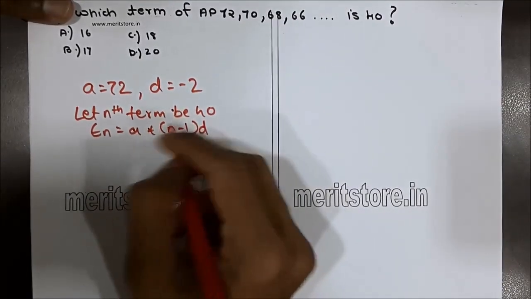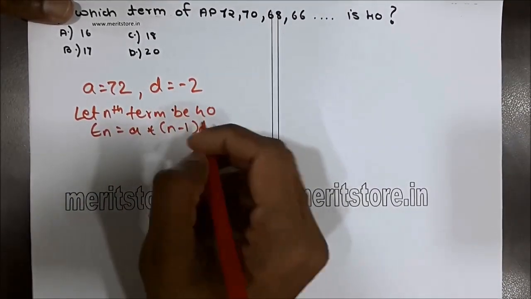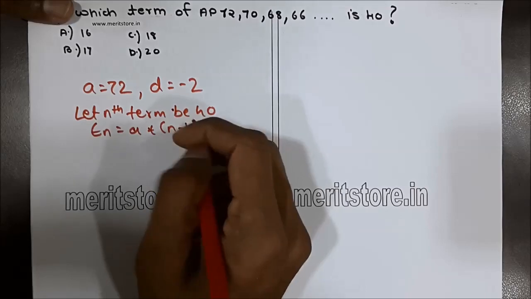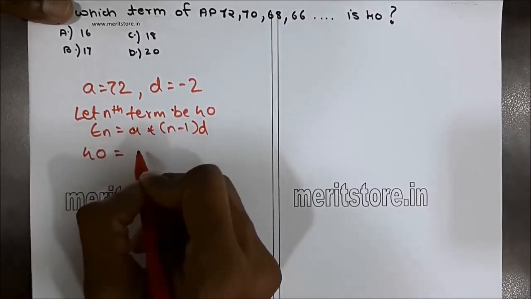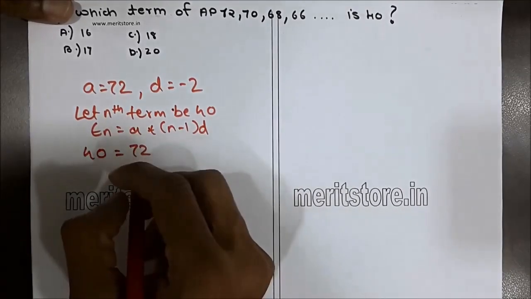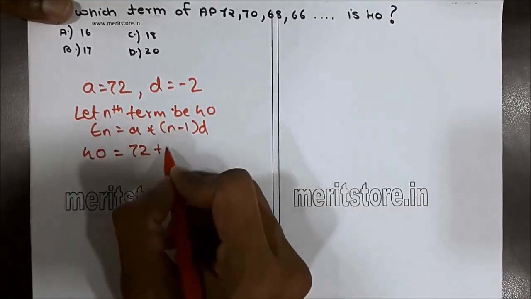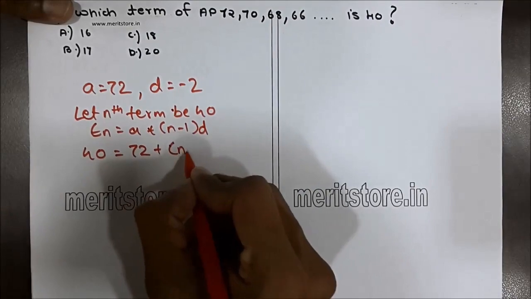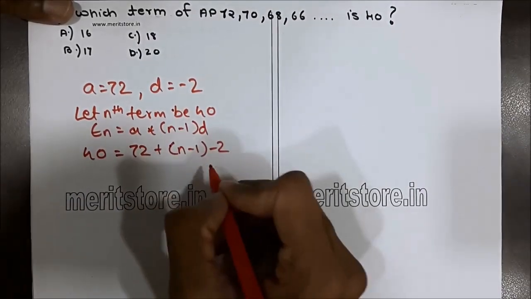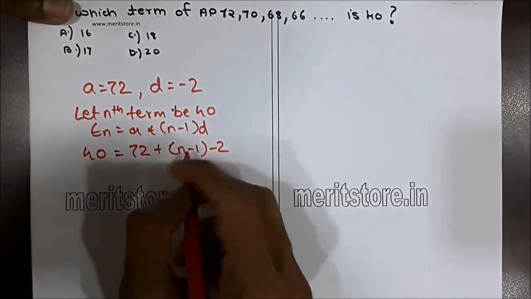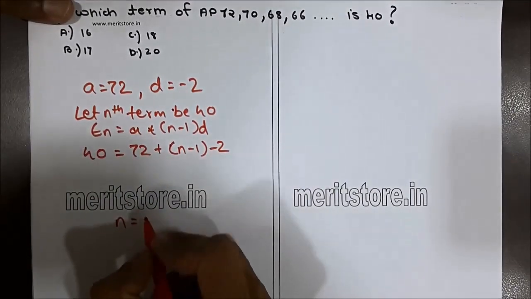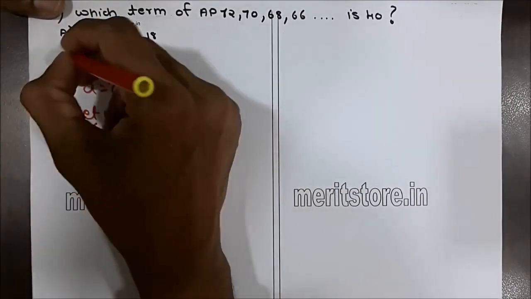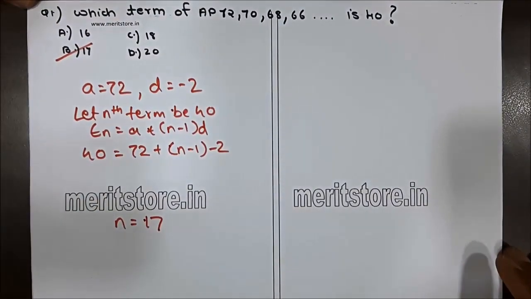We substitute the values of A, D and the nth term, and we get 40 equal to 72 plus (n minus 1) times D, which is minus 2. We solve this for n, and we get n is equal to 17, which is our option B. Therefore, option B is the correct answer.